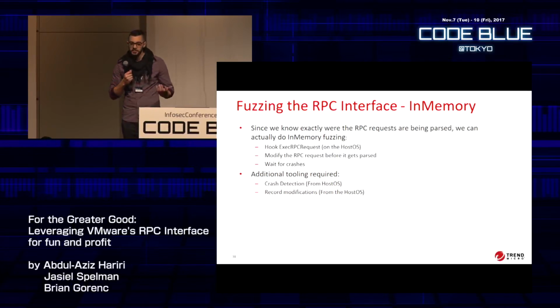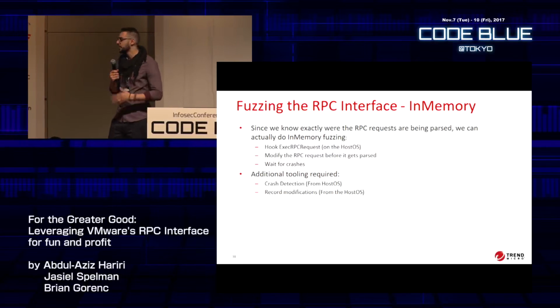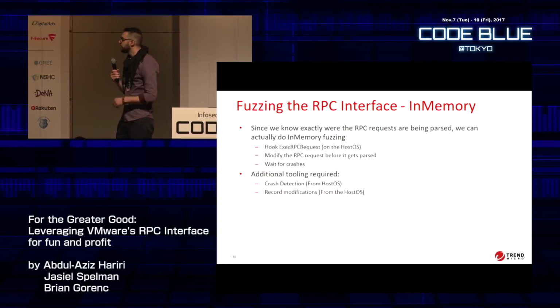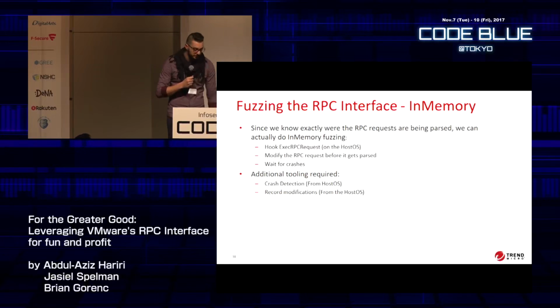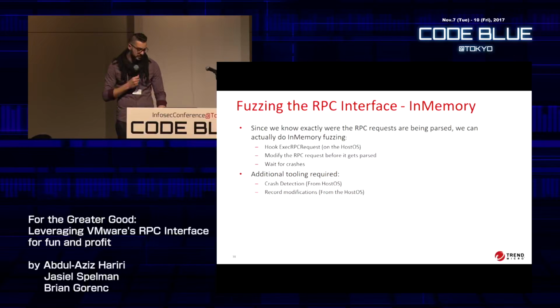Of course, we're going to have some obstacles, such as crash detection. That's going to be on the host, so it requires additional tooling. It's not a big deal since we're doing everything from PyKD. Recording modification is done from inside PyKD as well, so whenever there's a modification to the packet that's being sent, it's recorded and then sent. So this is, in a nutshell, how you can approach fuzzing easily from VMware, in two ways: in-memory and the classical way.